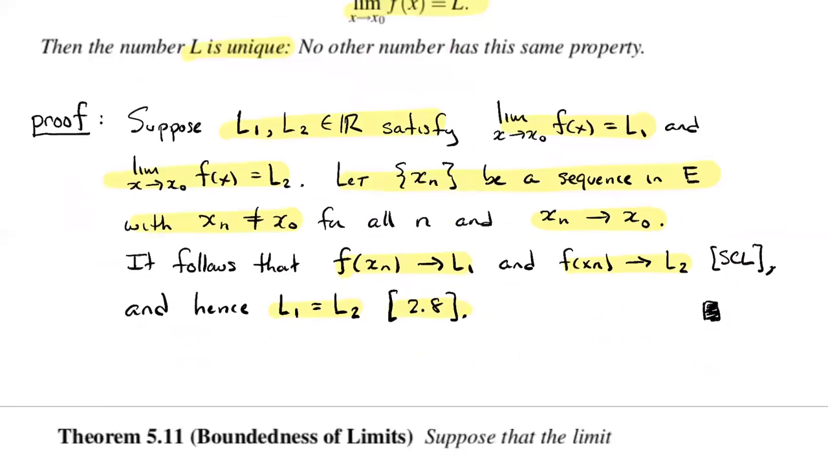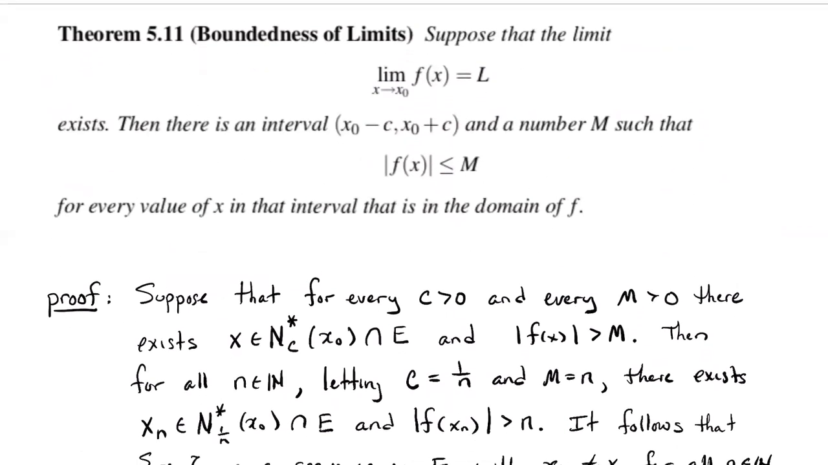Nice. Let's try another one. I think the authors of the book give the proof of this using the epsilon-delta definition of limit. I'm going to do it with sequences. So what does it say? If you take the same preamble, if some function has a limit L at x0, then it's saying that there's some interval around x0, a neighborhood of radius c in our language, and some number m such that the function is bounded by m on that neighborhood. Okay, so it's a bound. If you have a limit at a point, then you're bounded in some neighborhood of that point.